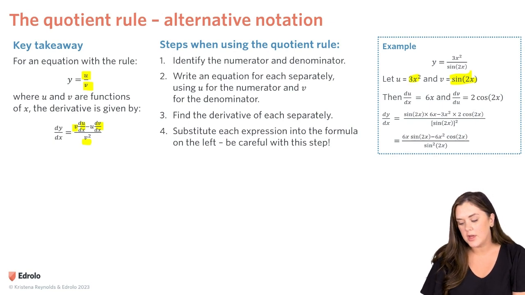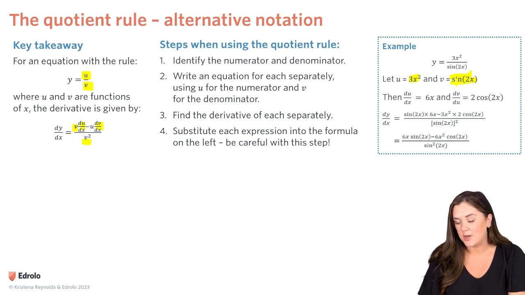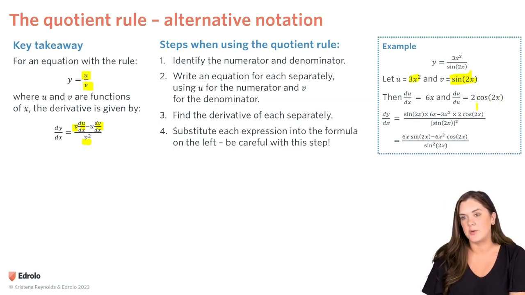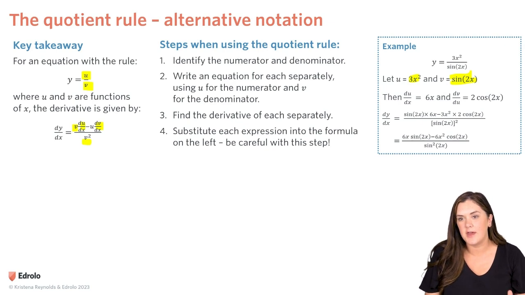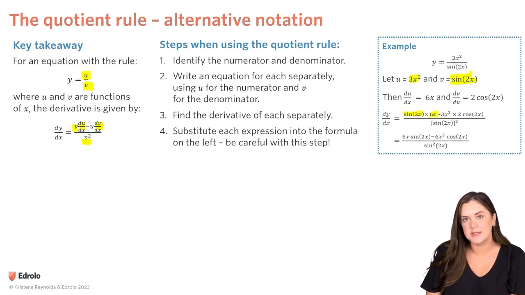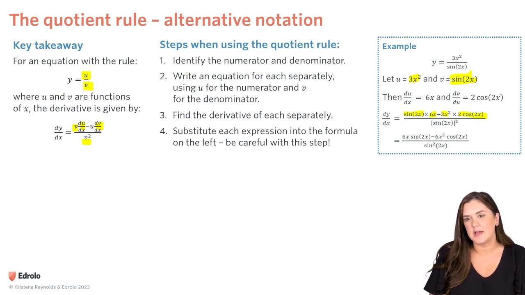So the derivative of u is going to be 6x, and the derivative of v, well, when we differentiate sine, we get cos, and then we need to multiply by the derivative of the inside of that bracket. So we end up getting cos 2x multiplied by 2, so just 2 cos 2x. So now differentiating y, we put all of that information into the formula on the left-hand side there. Starting off with v, so the sine 2x multiplied by the derivative of u, so the 6x, and then we take away u multiplied by the derivative of v, and then we divide it by v all squared. So when we simplify that, we get 6x times sine 2x, take away 6x squared times cos 2x, divided by sine 2x all squared as well.